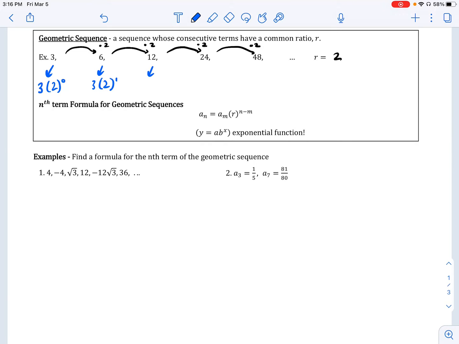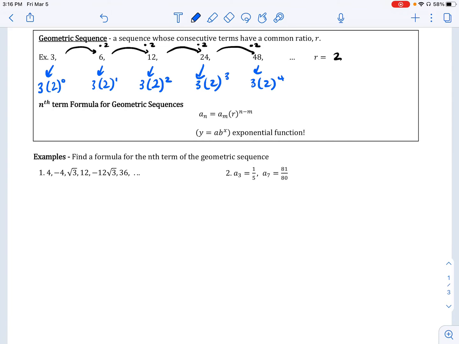Now 12. If we start with, in the context of thinking about it from the first term, again, 3 times my common ratio 2, 2 times. So you kind of see where this is going. I'm multiplying 3 by 2 3 times, and I've now got 4 instances of 2 to get 48. Now, why am I writing it this way? Because I want to highlight what do we know and how can we use what we know to come up with a general formula or an nth term.